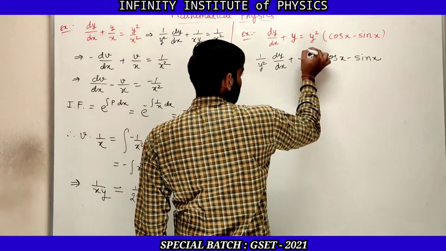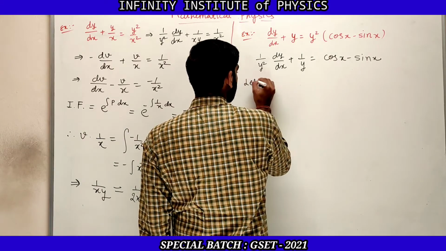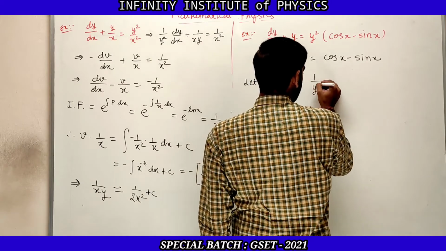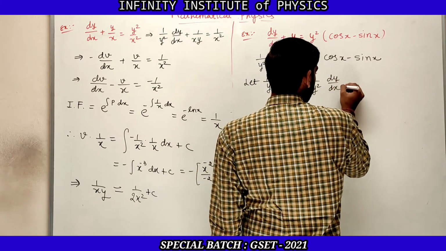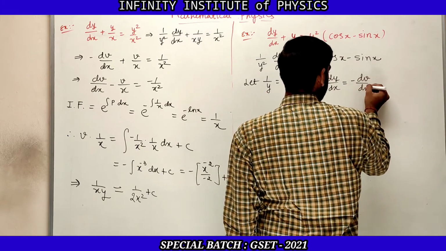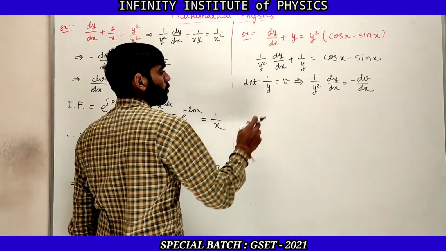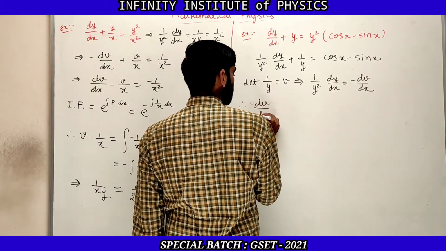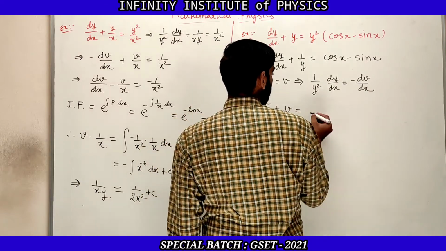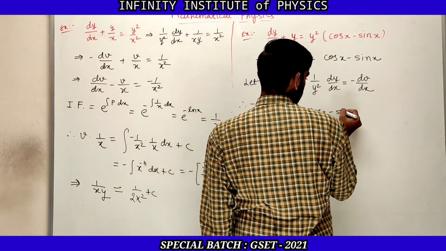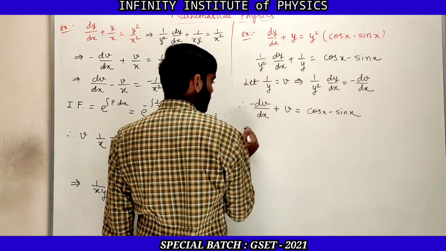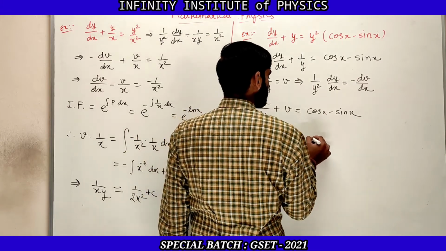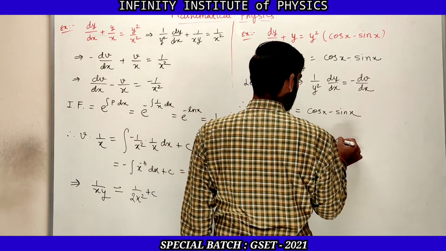Now let us assume that 1 by y is equal to v. So by taking differentiation, 1 by y square dy by dx is equal to minus dv by dx. Put those values in this equation, then it will be minus dv by dx plus v, which is equal to cos x minus sin x. And let us multiply it by minus 1, then it will be dv by dx minus v, which is equal to sin x minus cos x.